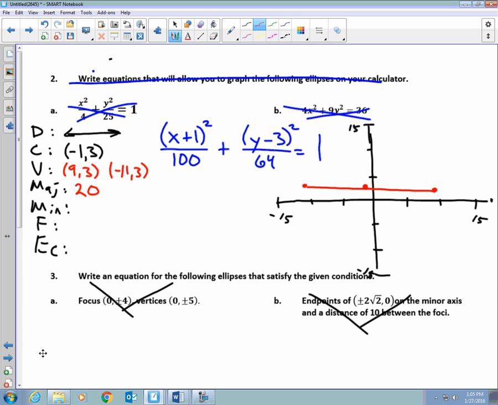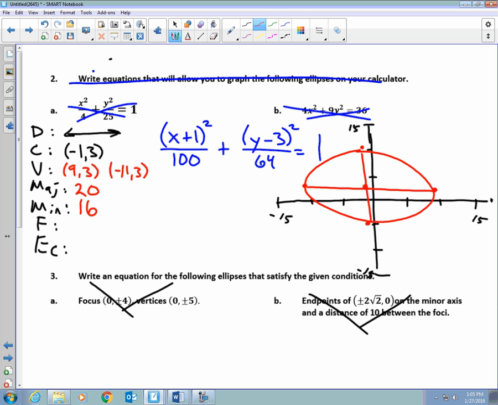The minor axis we stretch vertically. How many units do I go up and down? 8. If I go 8 units up from 3, that will bring me to 11. I don't have to actually list those, but I'll plot them. And if I go 8 units down from 3, that'll bring me to negative 5. I now have enough information to attempt to sketch this graph. What is the length of the minor axis then? 16.